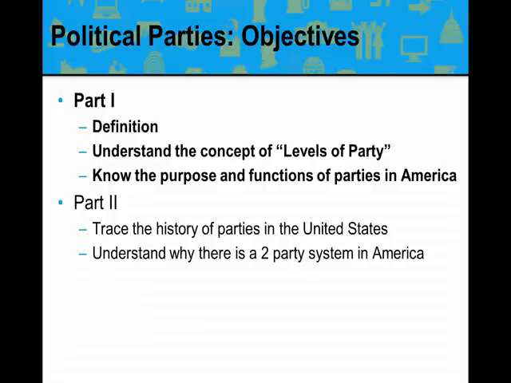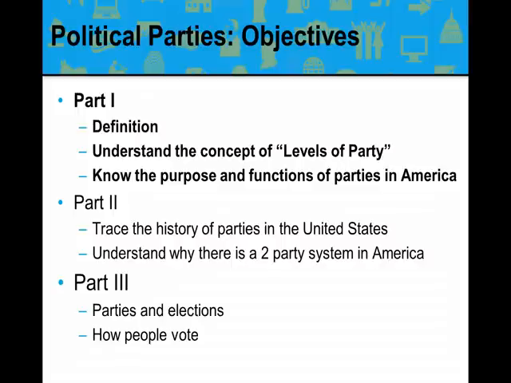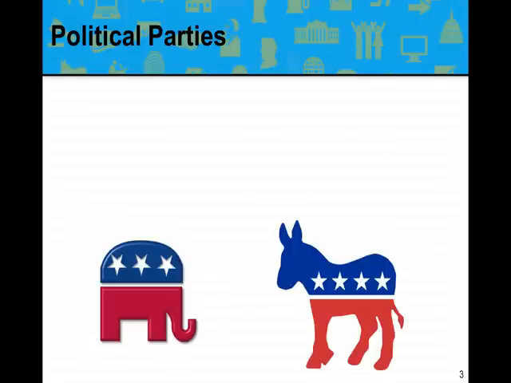The second lecture will look at the history of parties in the United States and explain so that you can understand why there is a two-party system in America. And then the third part will deal more with the elections and how people vote in U.S. elections. All right. Well, let's just start with defining a party. The elephant is the icon for the Republican Party, and the donkey is symbolic of the Democratic Party. So when you see those two figures, that's what that's talking about.